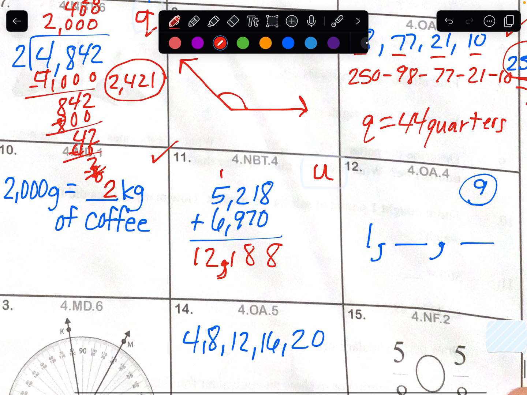All right, number 12. 9 is a multiple of 1 blank and blank. That's 1, 3, and 9.